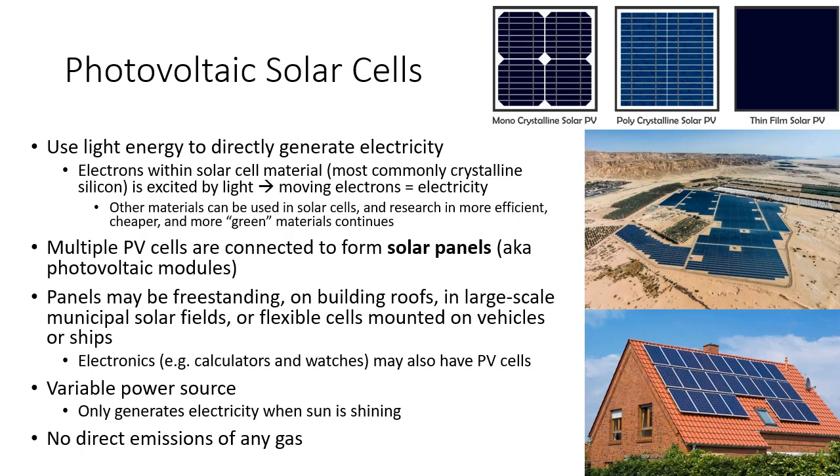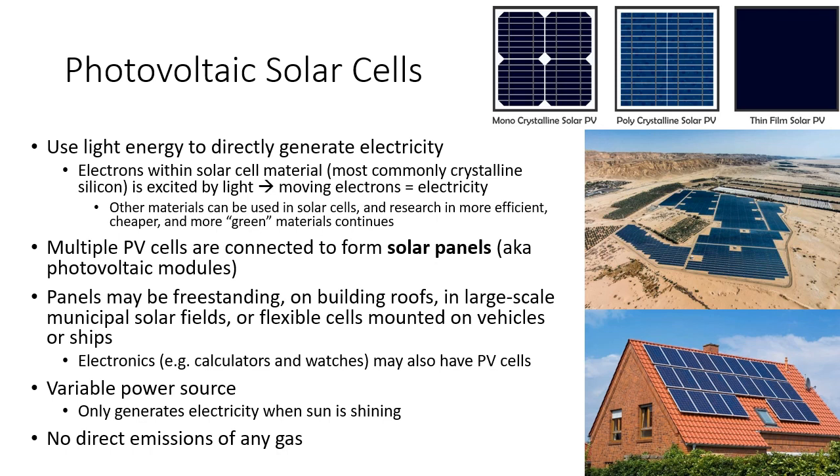And getting right into photovoltaic solar cells. So I'm going to just say photovoltaic cells, but AP has them written as photovoltaic solar cells. These use light energy from the sun to directly generate electricity. You guys don't need to know how they work. You don't need to know all of the different types of solar cells that we see up on the top right. But essentially, electrons within those solar cells are going to become excited by light, depending on the material, usually crystallized silicon, and those moving electrons are going to be your electricity.